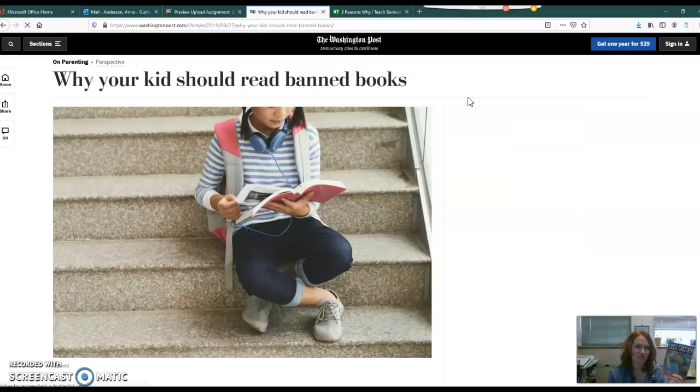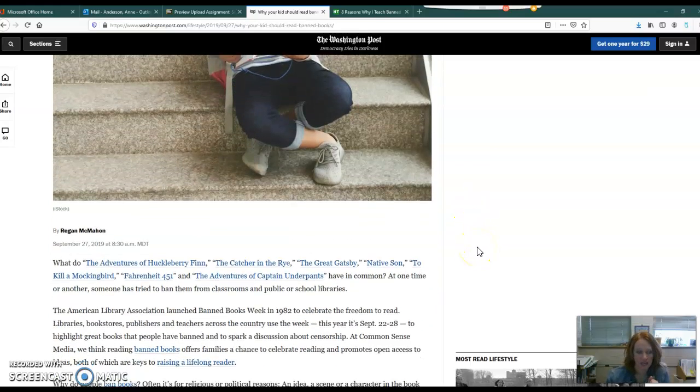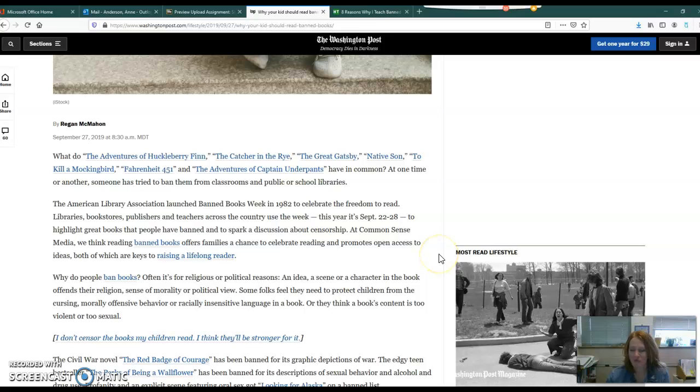The reason why is because a lot of high school English teachers, and even the edge, junior high, 8th grade, 9th grade English teachers choose to read banned books because there's a lot of worth in banned books. Just because one person feels it's a bad book does not make it a bad book all the way across the board. So I pulled up this article from the Washington Post on why your kids should read banned books. And some of the books that have been banned in the past might surprise you.